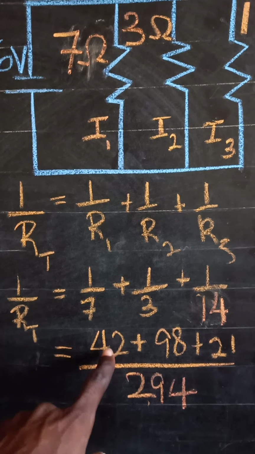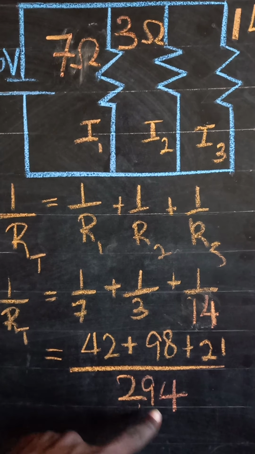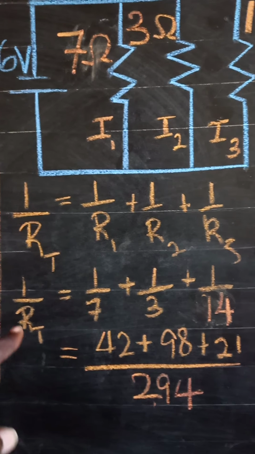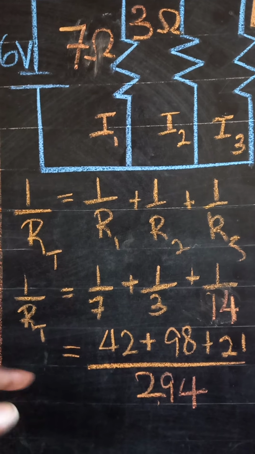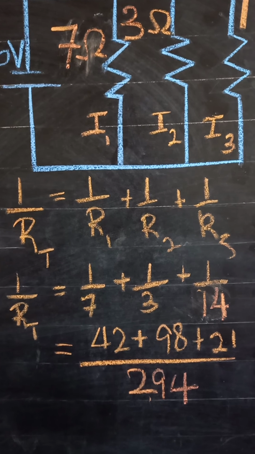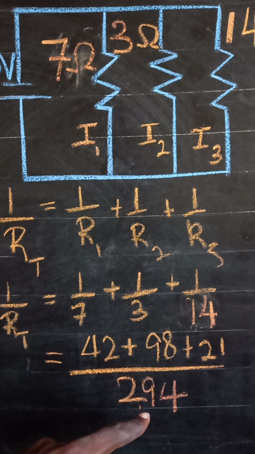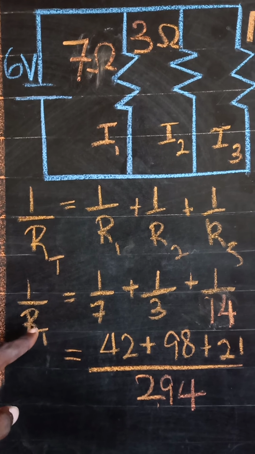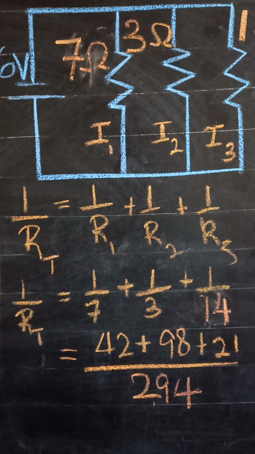Now this, we need to sum and let it remain over the 294. That will be our 1 over total resistance. In order to find our total resistance, we need to reciprocate this right side and also our left side to have RT over 1. So I'm going to go ahead and do that.